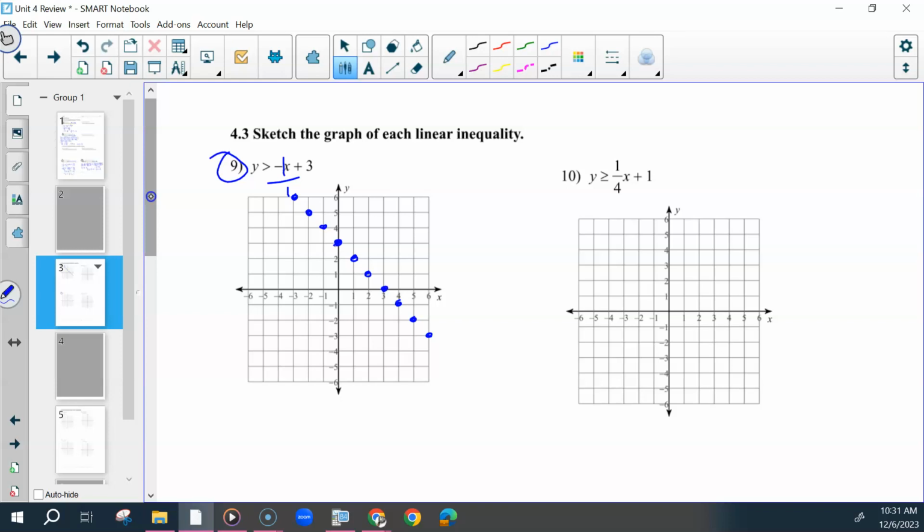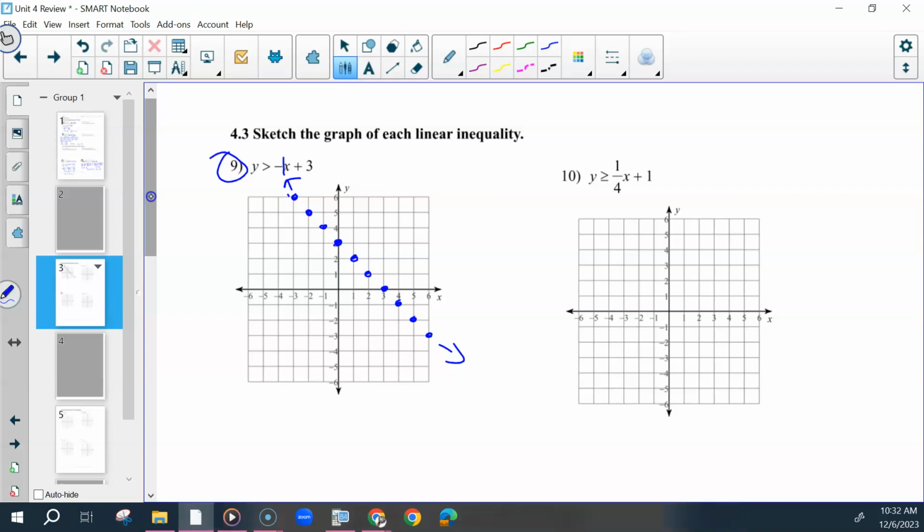This is strictly greater than, would that be dashed or solid? Dashed. So if you want to write dash so you remember, you can. I'm not going to write that. Because the dots are so close together, I'm just going to make it a dotted instead of a dashed line and draw arrows at the end. Just make sure I can see your dots.